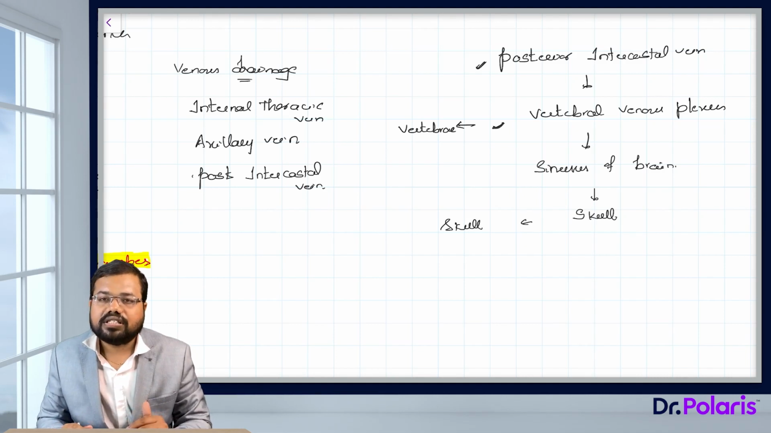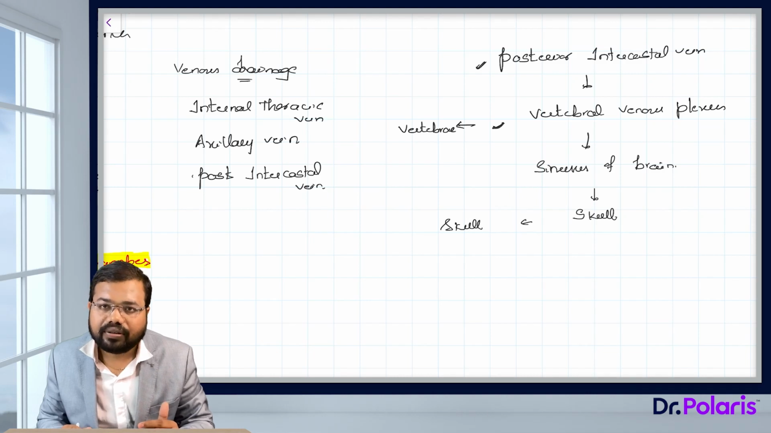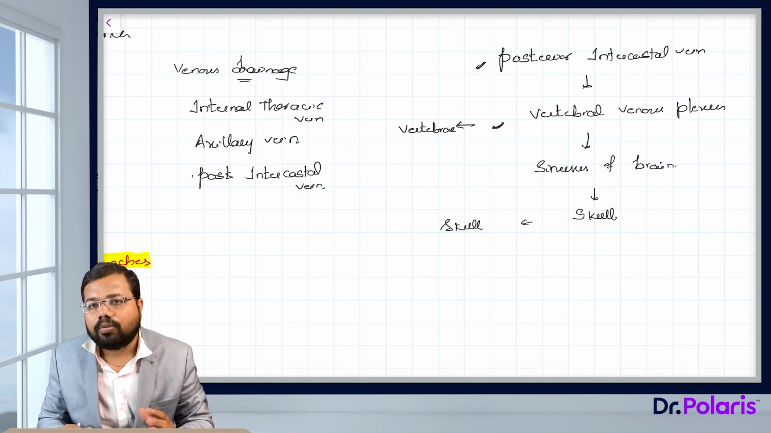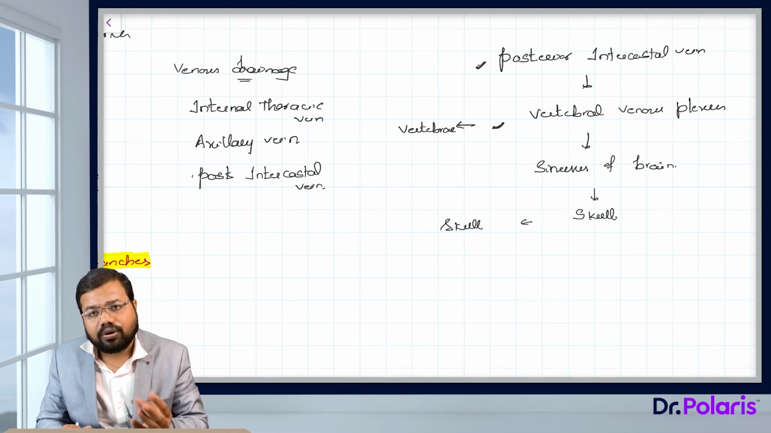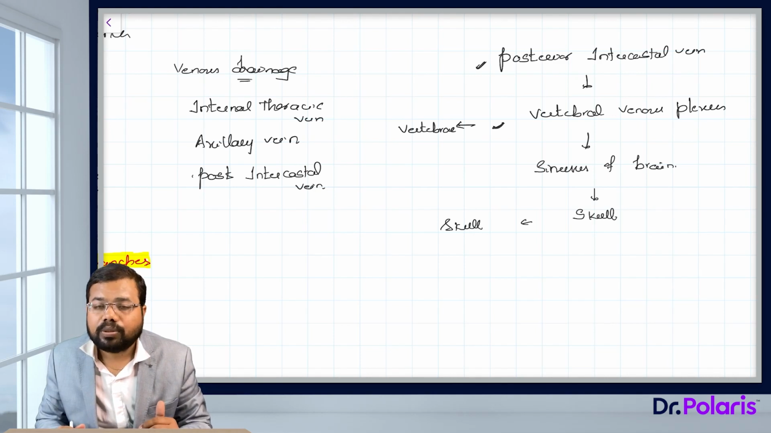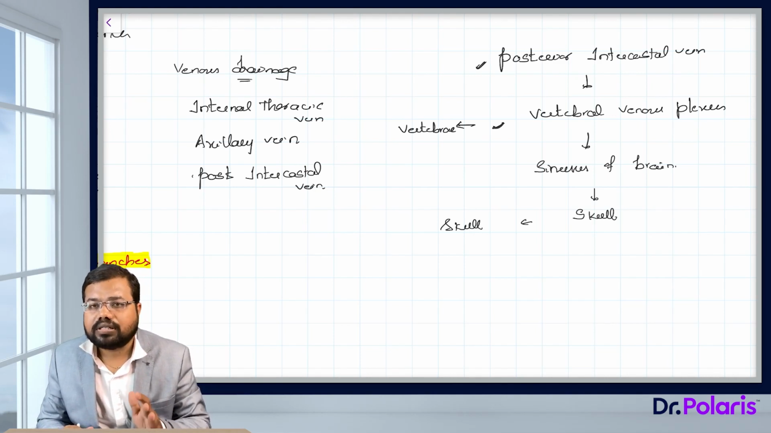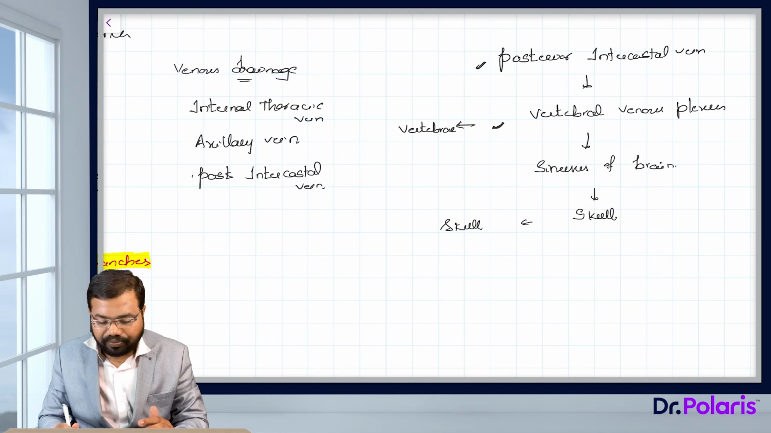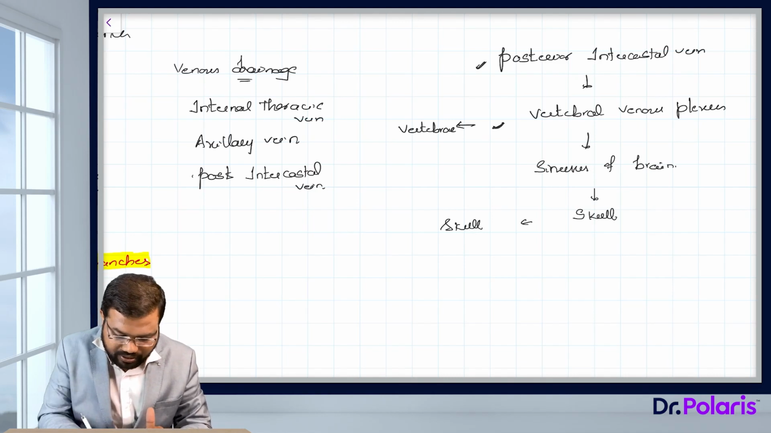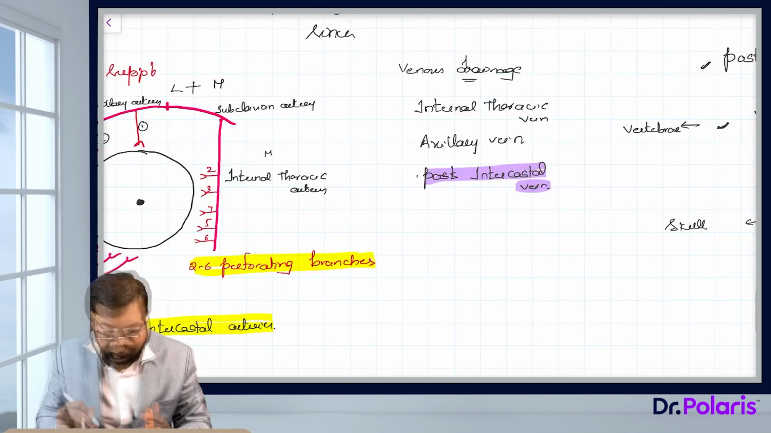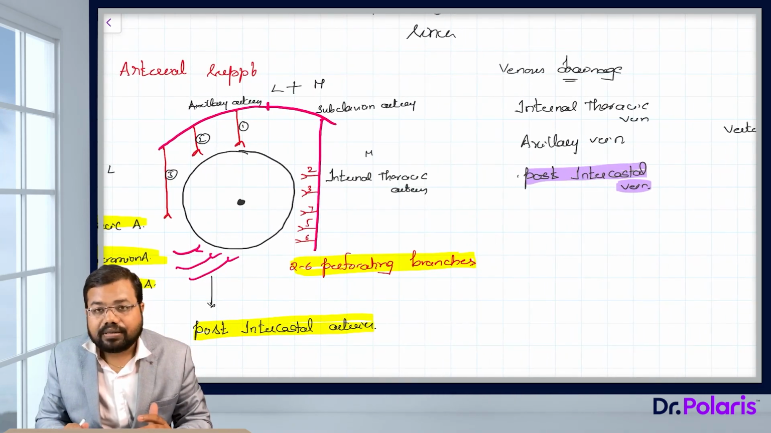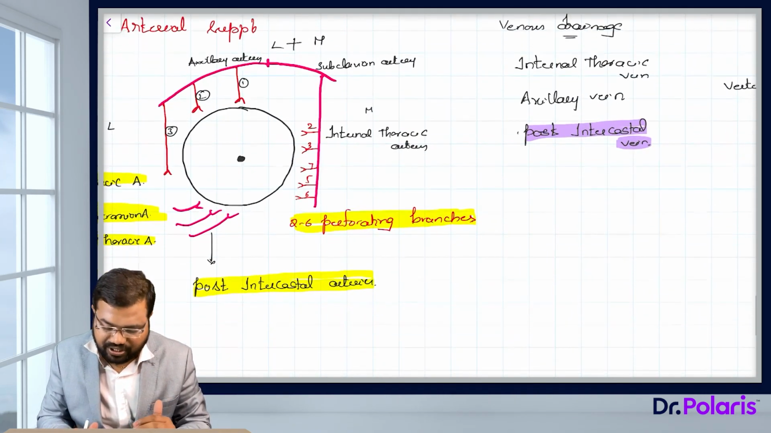Why? Because of this reason, where the posterior intercostal veins are connected to the vertebral venous plexus and also the sinuses of the brain. That is why these are the common secondary deposits. Even this vertebral venous plexus has downward connections with the hip bones, so hip bone deposits are also present, but most commonly it is the vertebra and the skull. Okay, that's the clinical importance of these posterior intercostal veins. Very, very important. Please remember this. Once the arterial supply and venous drainage are completed, next we will shift to the lymphatic drainage.